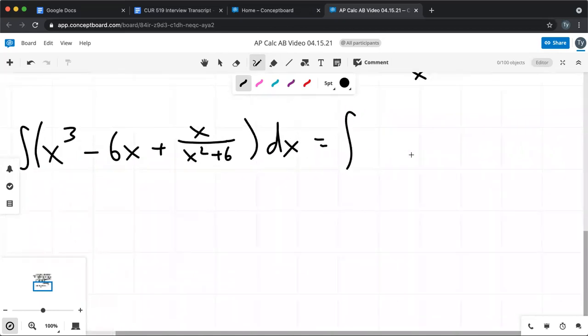This is one of the properties of integration. It's called linearity if you're interested. But basically, we can just rewrite the integral as multiple integrals if they're added or subtracted. So I wrote the first term, don't forget the dx, and then another integral of just the second term.